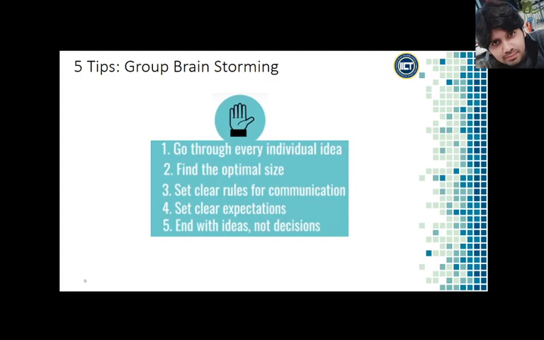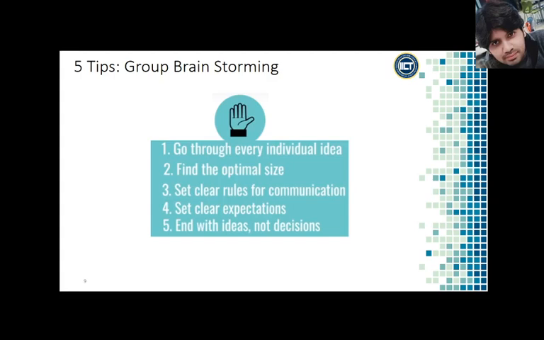Number 3. Set clear rules for communication. Get a 20-second timer, and when someone starts talking, start it. Once the timer is up, someone else gets to speak. The goal is to ensure that no one can block others' ideas by talking too much, whether intentionally or accidentally.